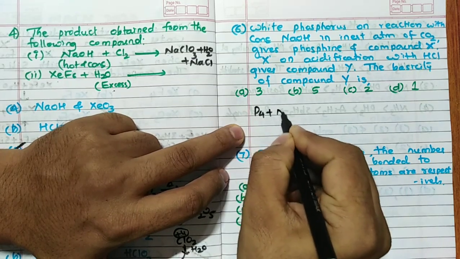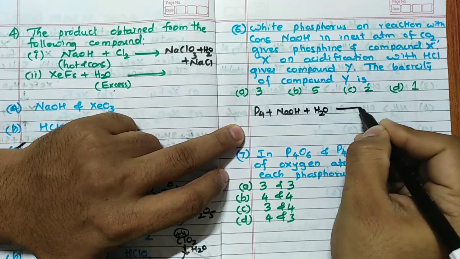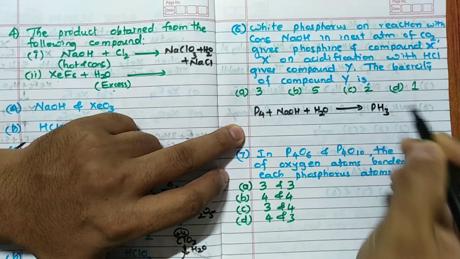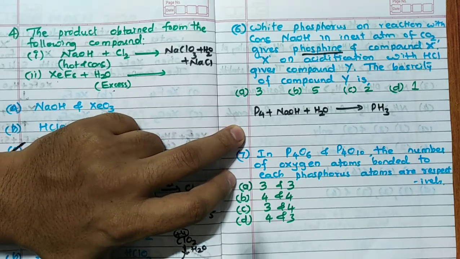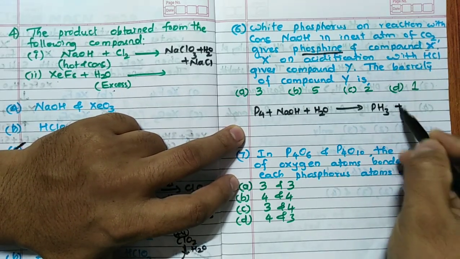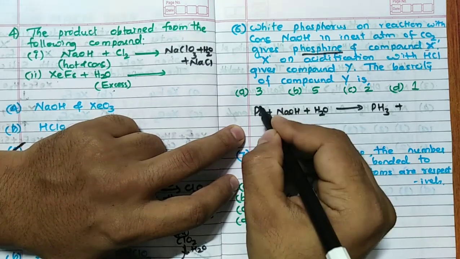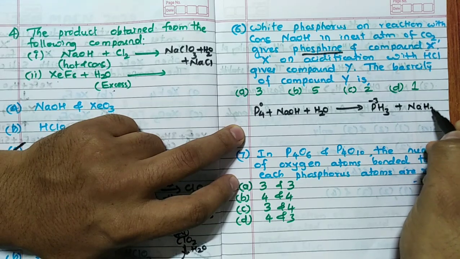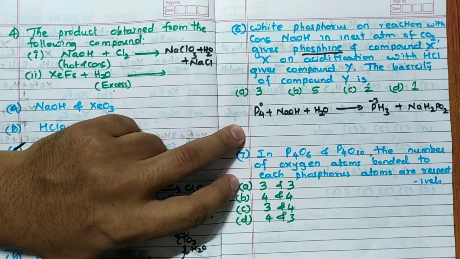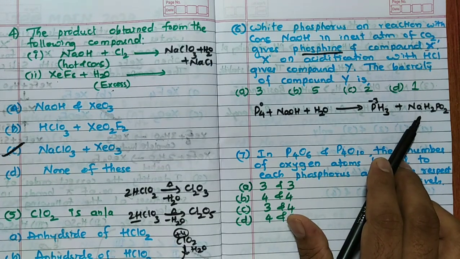White phosphorus reacts with concentrated NaOH solution, which will form phosphine. They are only telling that it gives phosphine along with compound X. Which is the other compound? Remember, this is also a disproportionation reaction. This is 0, this is minus 3. The other compound formed is NaH2PO2. Remember, the other compound formed is NaH2PO2.